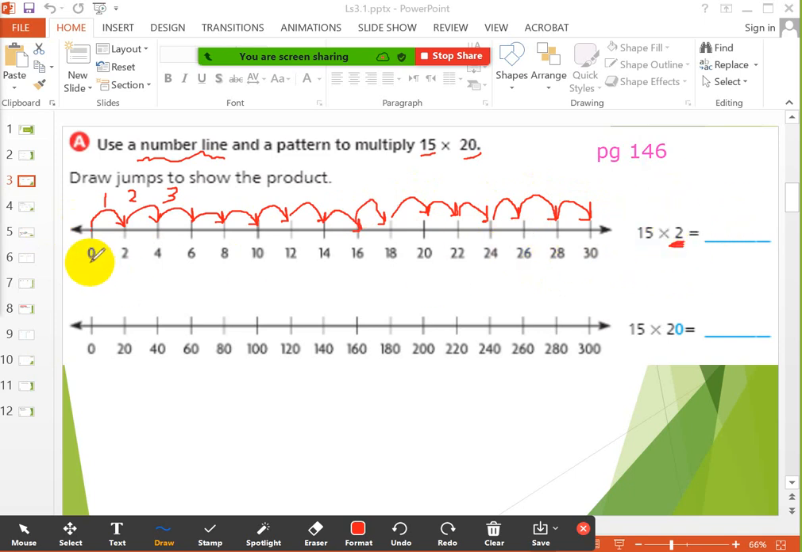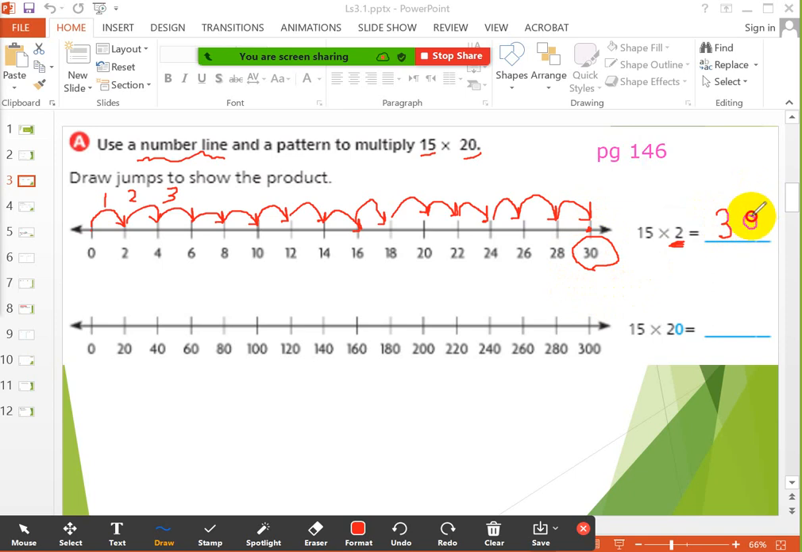Each one will have 2 parts. So the final answer will be what? According to the number line, the final answer will lie on the point here, on number 30. So the final answer is 30.